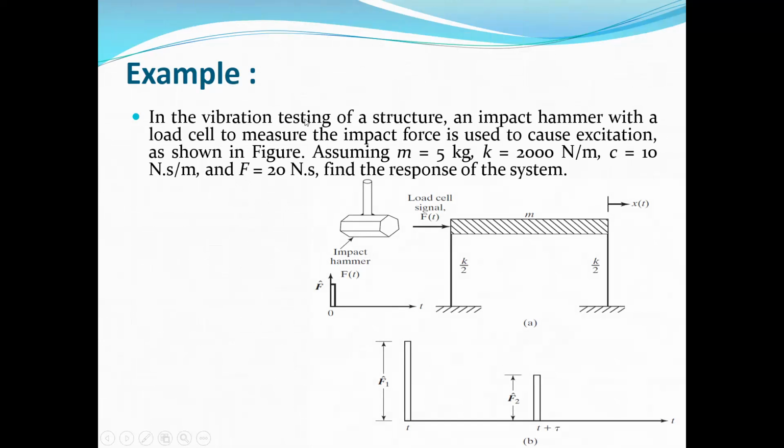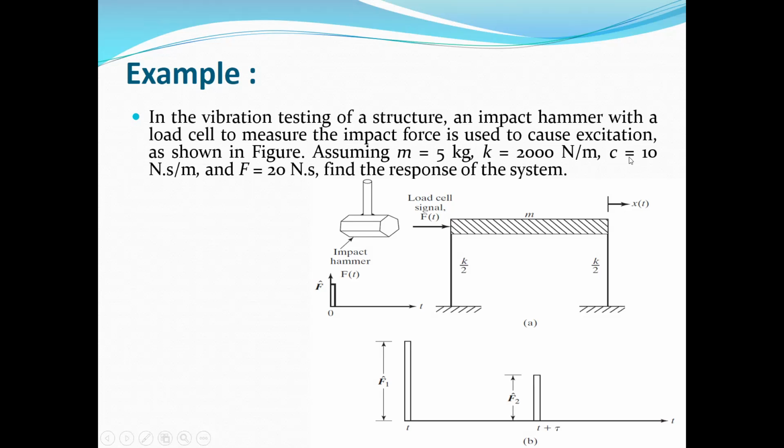Okay, in the vibration testing of a structure, an impact hammer with a load cell to measure the impact force is used to cause excitation, as shown in the figure. Assuming M, the mass of this structure, is 5 kilograms and the stiffness is 2000 Newton per meter, we can estimate the base of this structure as a linear spring with the stiffness 2000 Newton per meter.